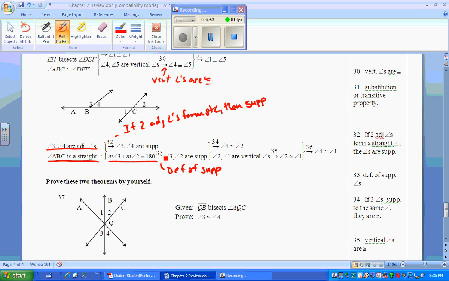Well, 3 and 4 are supplements, 3 and 2 are supplements. 3 is the same angle, so this is the supplements of the same angle are congruent. Okay, this one right here would be vertical angles are congruent, and then if 1 is 2, 4 is 2, and 1, so we just transfer them around, so this is the transitive property once again.